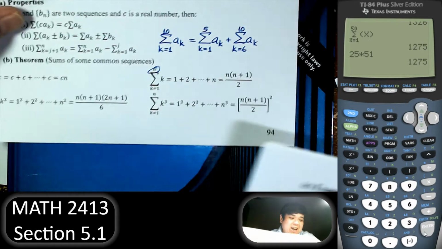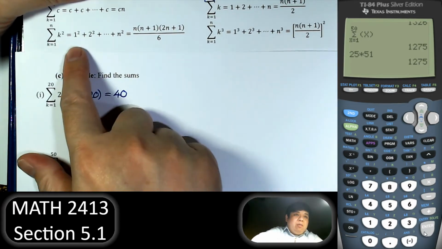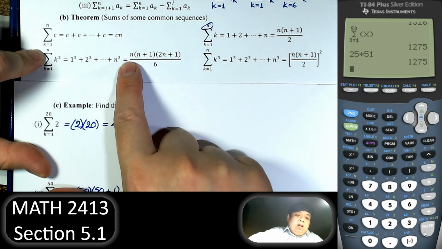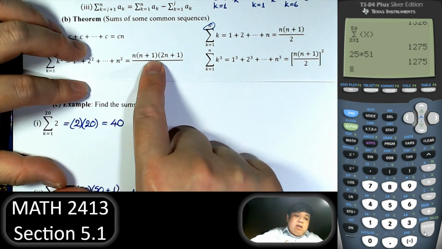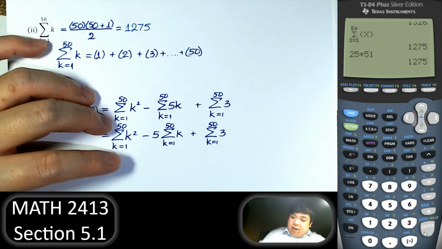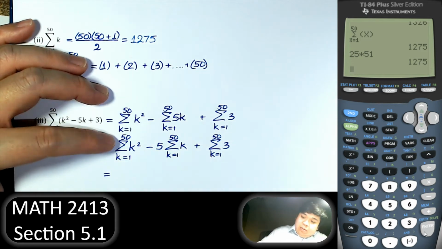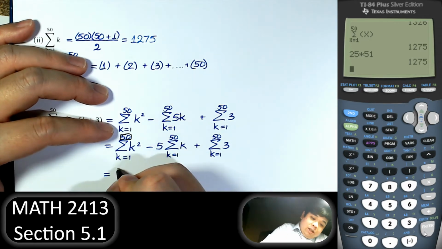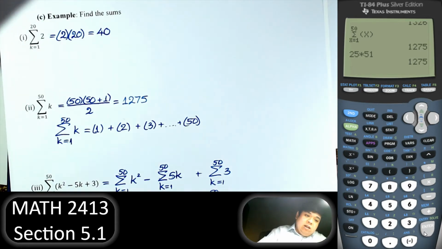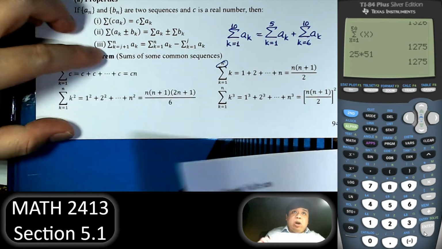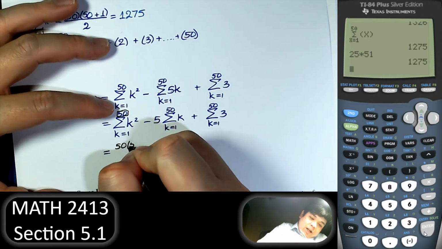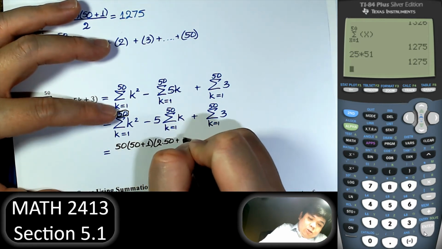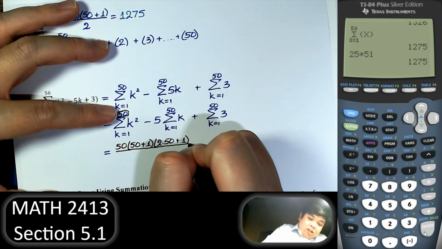The formula for the sum of all the squares is going to be the upper limit, n, times n plus 1, times 2n plus 1, divided by 6. So the first one is going to be all of this. We will take the upper number of 50 for n.